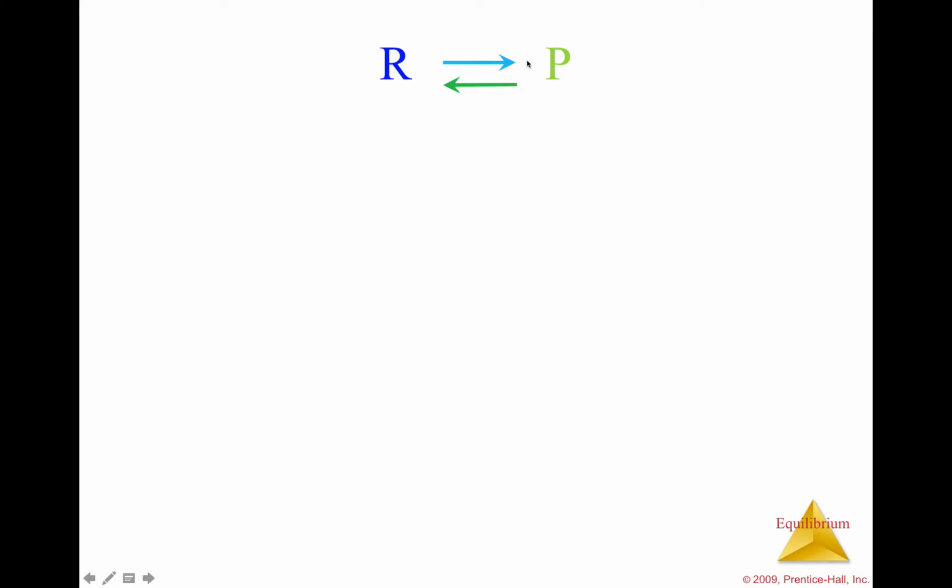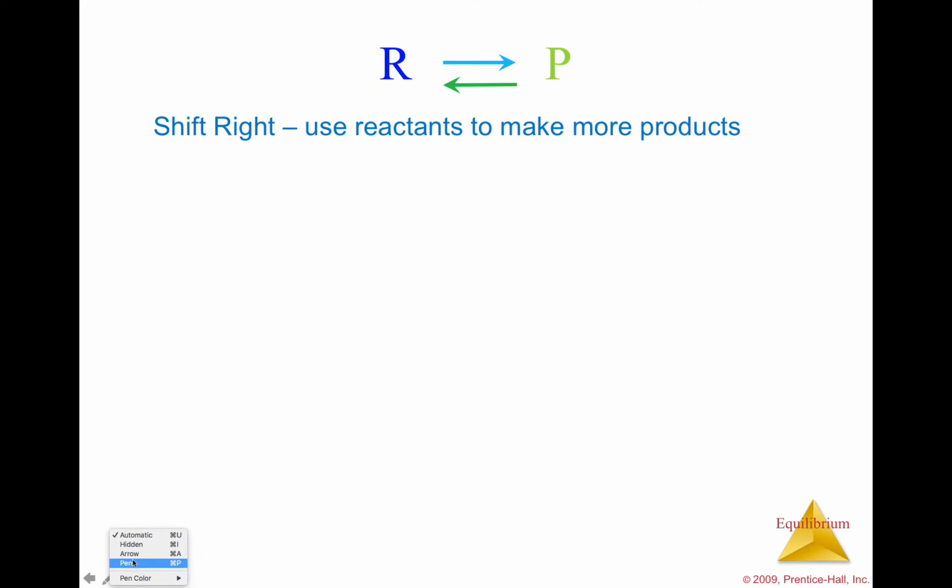Again, I've got a forward reaction and I have a reverse reaction. I know at equilibrium, the rate of my forward reaction equals the rate of the reverse reaction. A couple of definitions. If I say the reaction shifts to the right, that means it's going to the right, which, let me get a color, is blue. So to the right means I'm using up my reactants and going in this direction to make more products. So if I shift right, I use reactants, I make more products.